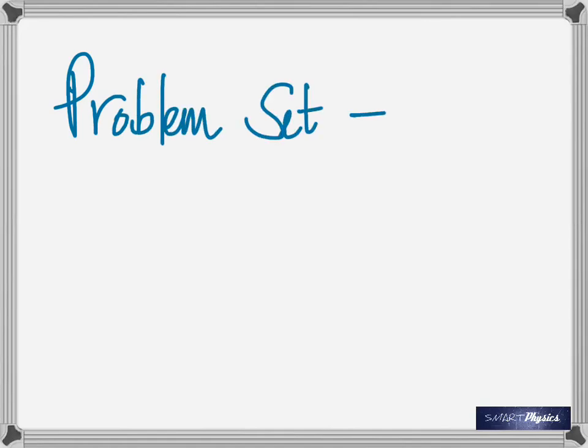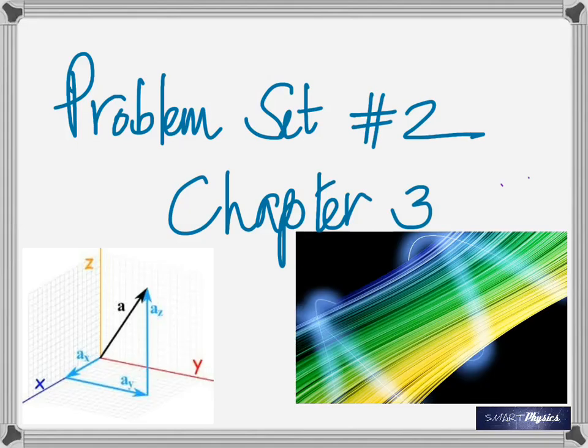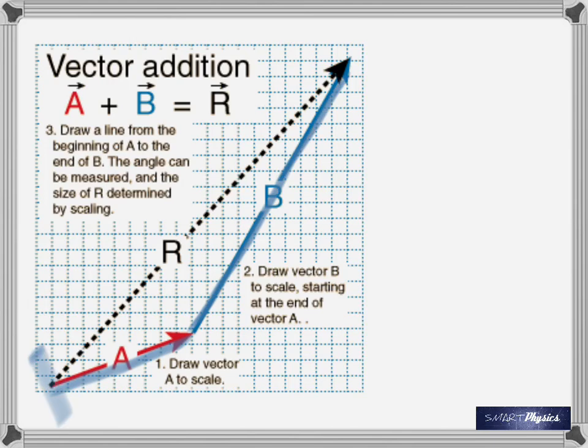Well, here are the answers to problem set chapter 3, which is motion in two dimensions. And this is where you come across vectors and how you have to resolve vectors into two components and use them to work out the problems. Vector addition: if you have two vectors, vector A and B, if you simply add their ends together, you get the sum of the two vectors.